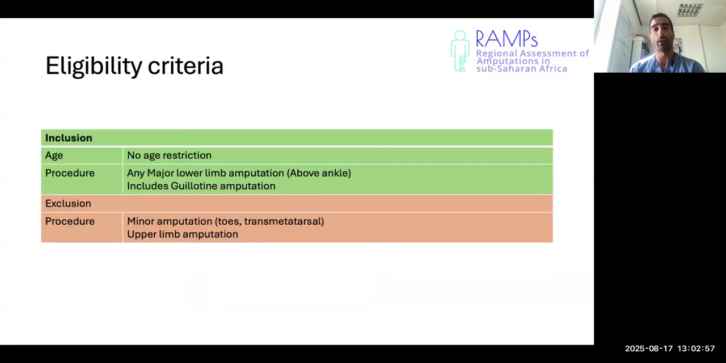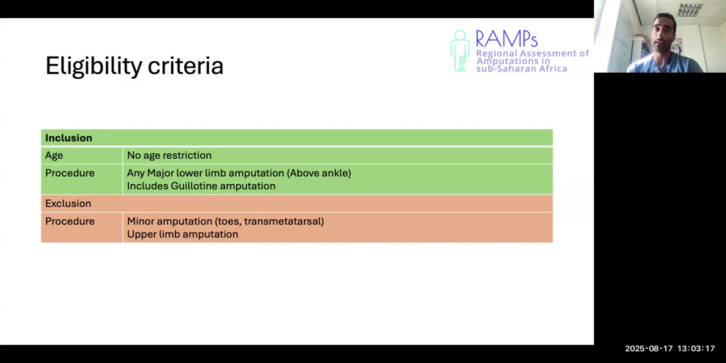Which patients are eligible to take part in the study? So we will include patients of any age who undergo a major lower limb amputation. That includes a guillotine amputation. So people who have a damage control guillotine amputation and then an above knee or below knee amputation or a through knee amputation, they will all be included.